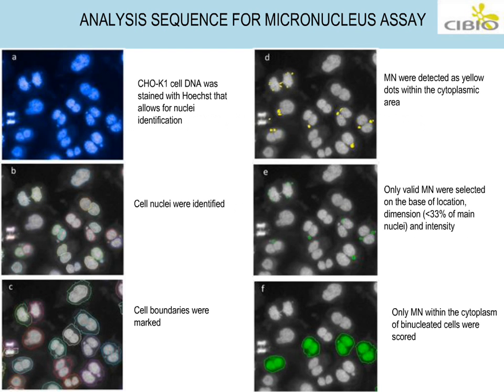In this panel you can see in picture A that CHO-K1 cell DNA was stained with Hoechst. In picture B, the cell nuclei were identified. In picture C, cell boundaries were marked. Picture D, micronuclei were selected as yellow dots within the cytoplasmic area.